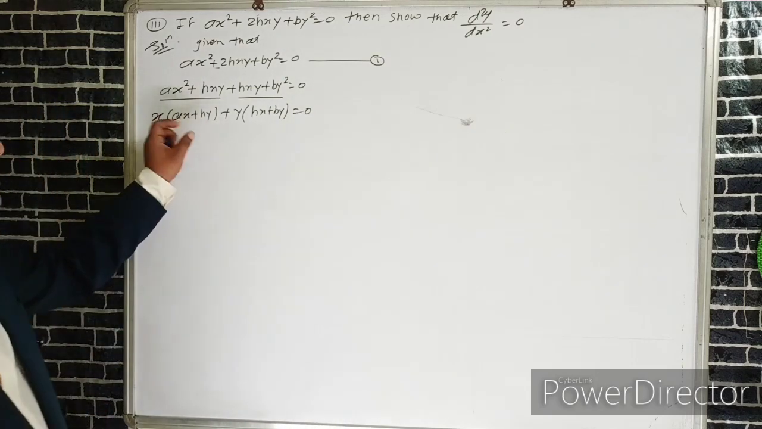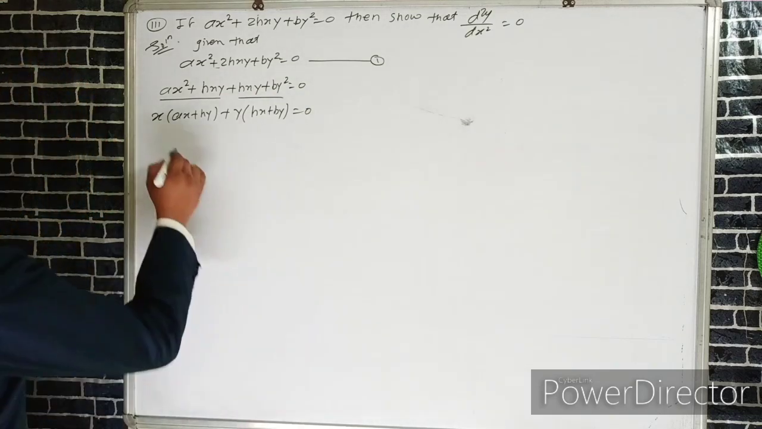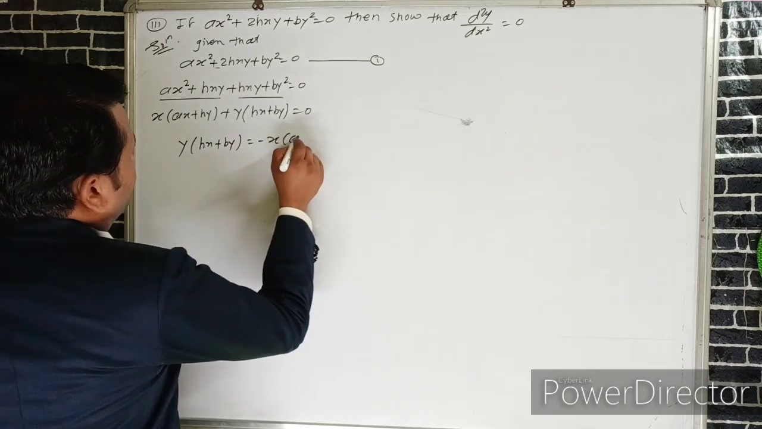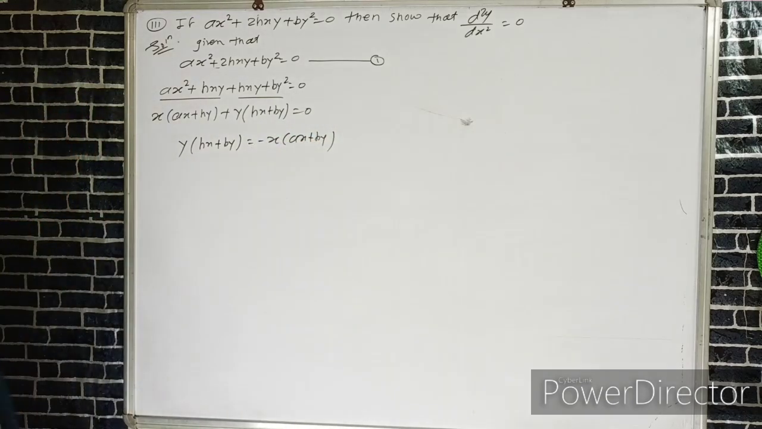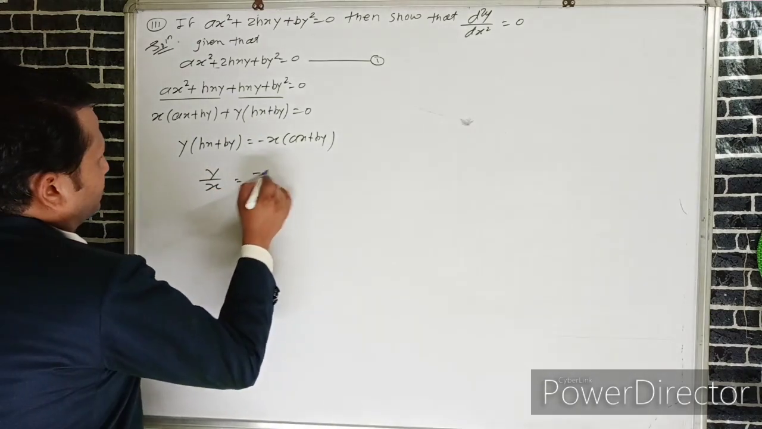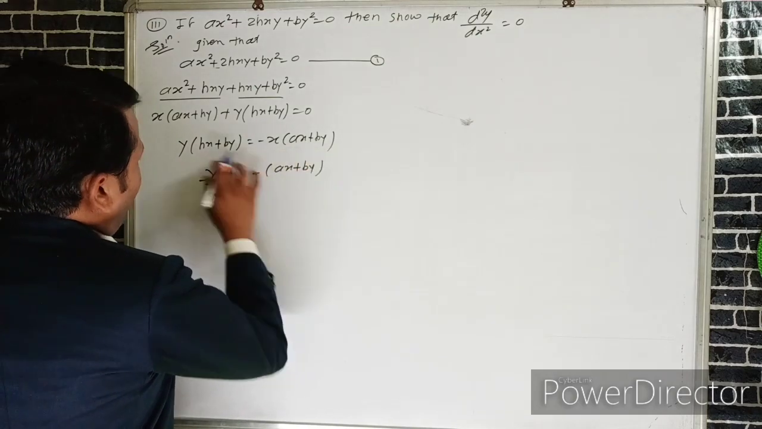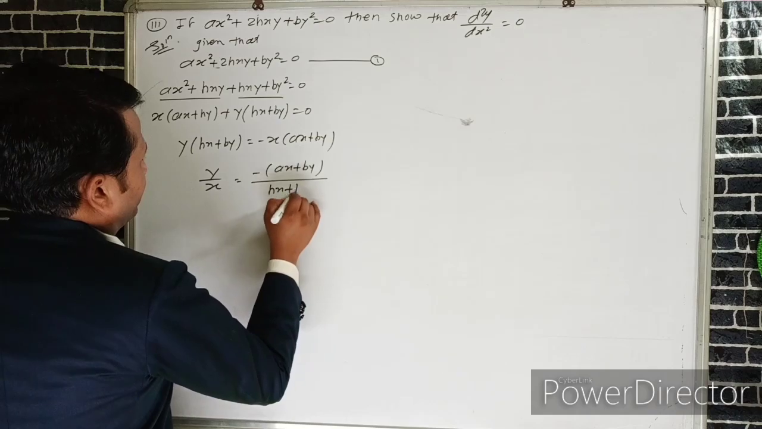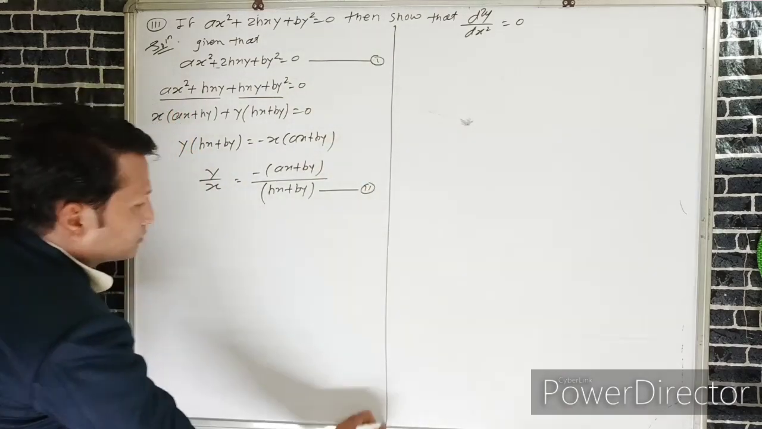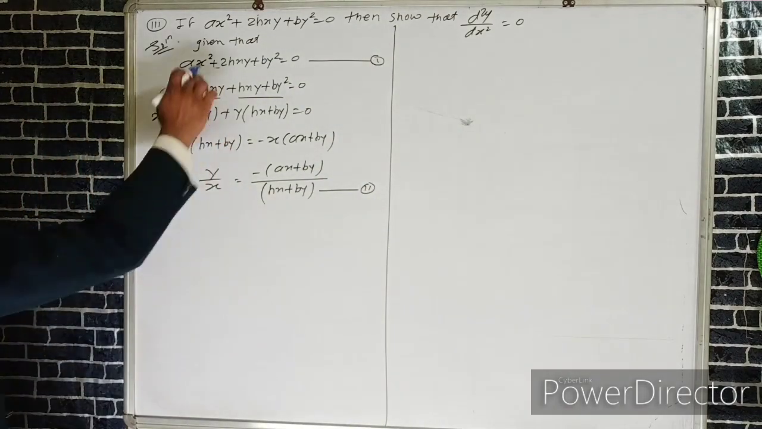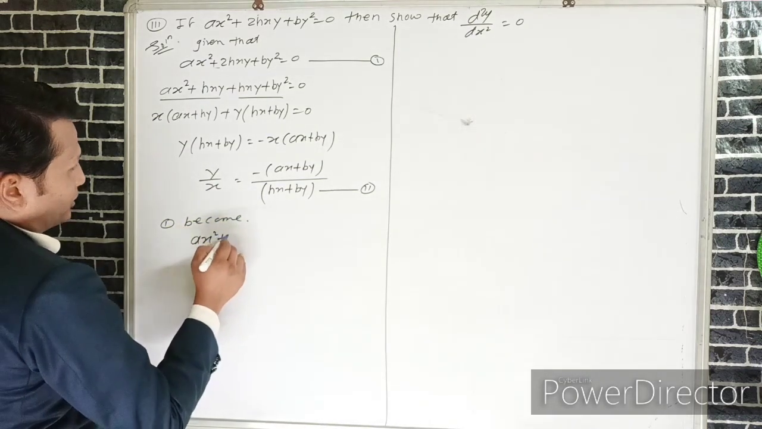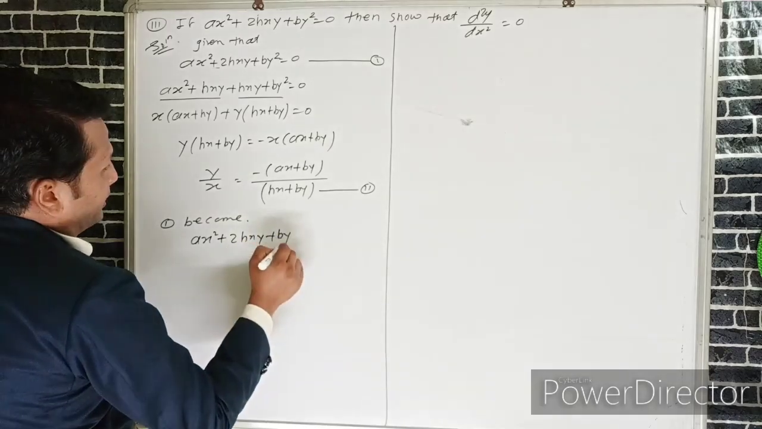If we shift this term to the right side, we can write y into hx plus by equals minus x into ax plus hy. Now if we shift this x to the left side, we can write y by x equals minus ax plus hy upon hx plus by, which is the required value of y by x, equation number 2. Equation 1 is the given function ax square plus 2hxy plus by square equals 0.